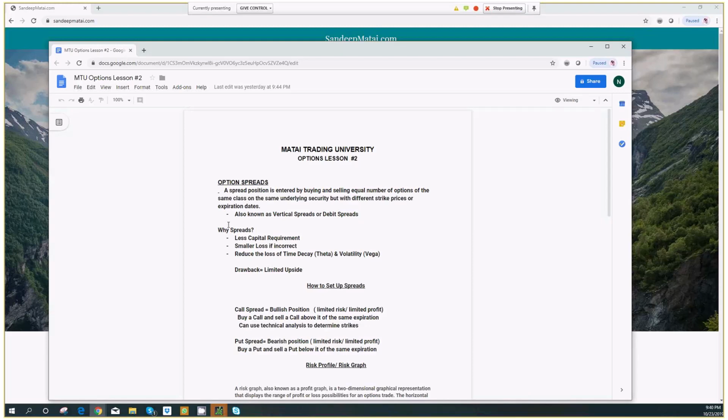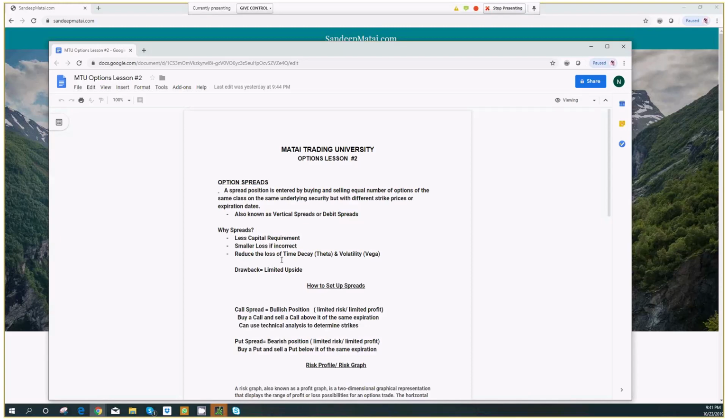I'll give you an example, but there are some reasons why we choose to do spreads. You could buy a call and pay X number of dollars, or you could reduce that cost by buying a spread. We do spreads because they have less capital requirement. A call costs less than the stock price, of course, but a spread reduces that even more. And if you're incorrect in your choice, it's a smaller loss because it's less capital outlay.